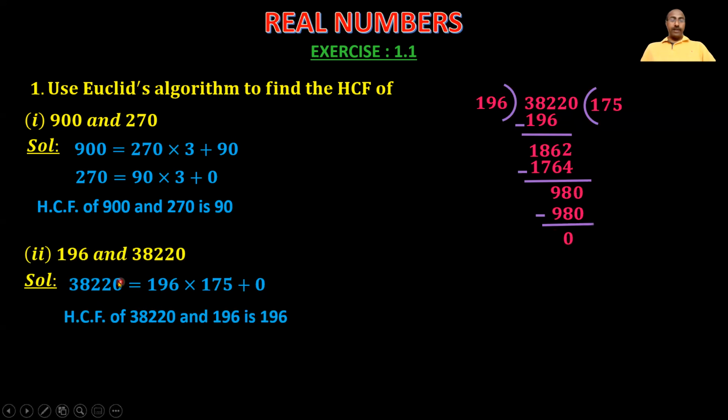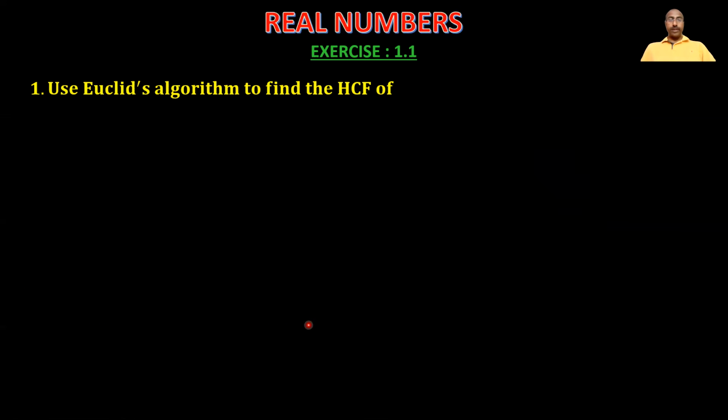So here we can observe that 196 is a factor of 38,220. In such cases, the factor is the highest common factor of the given numbers. That is, in this case, 196 is a factor of 38,220. So the HCF of 196 and 38,220 is 196. Okay. So let us see the third question.